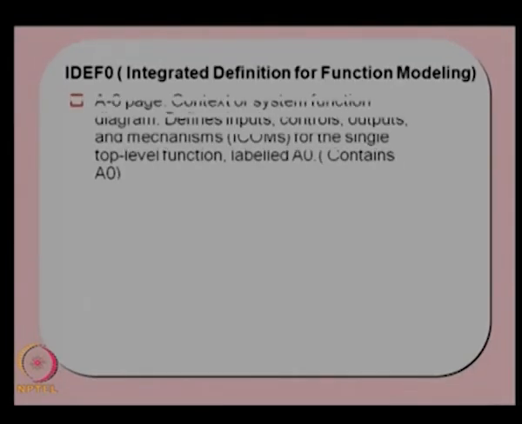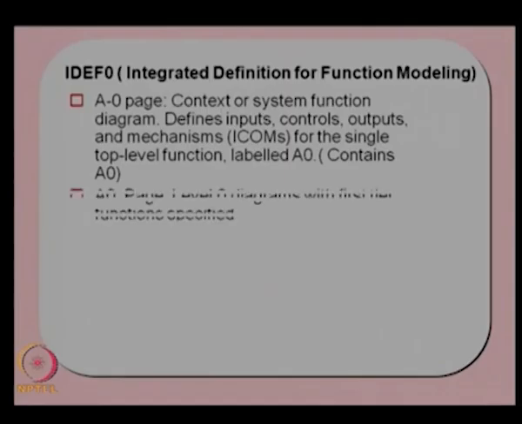So we can show it as the A-0 page, that is the context or system function diagram. It defines the inputs, controls, outputs and mechanisms, known as ICOMs. In this diagram we represent all the inputs, controls, outputs and mechanisms for the single top level function, and this top level function is labeled as A0. So A0 is a function in the context diagram A-0, and here we represent all the inputs, controls, outputs and mechanisms.